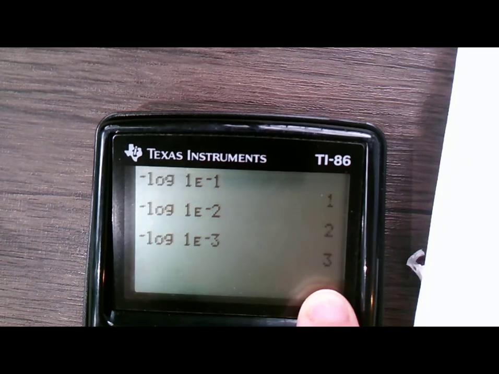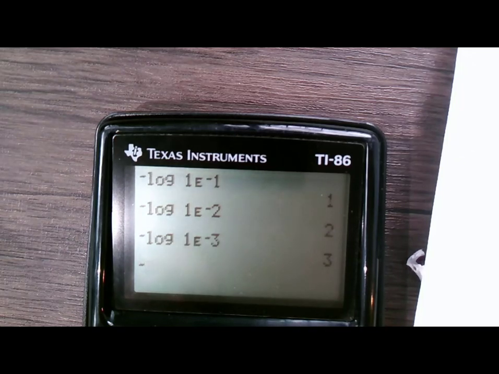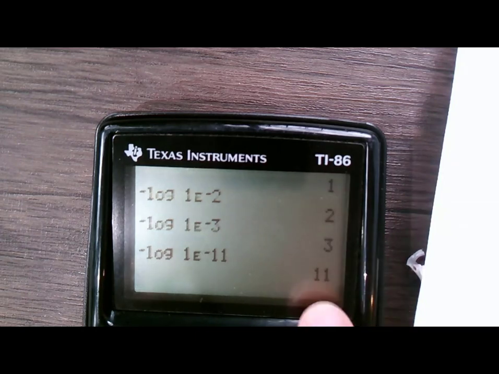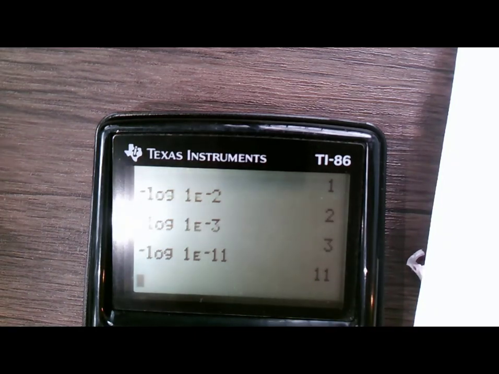So notice that this hydrogen ion concentration is log base 10. If I did the negative log of 1 times 10 to the negative 11, I should get a pH of 11. So practice putting that into your calculator to make sure that you're getting the right pHs over on the right.